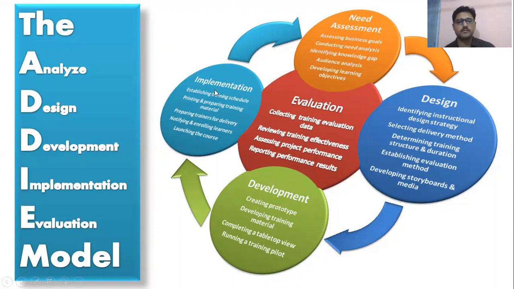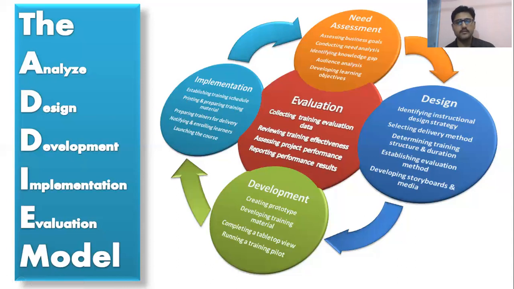Then implementation. You have to implement. You have planned a lot of things, but if you do not implement it in reality, what happens? Nothing will happen. So implementation means establishing the training schedule, printing and preparing training material. You may have to give some kind of training material to the trainees. Okay, so you'll have to prepare and then print the training material, then preparing trainers for delivery. Okay, notifying and enrolling the learners, then launching the course.